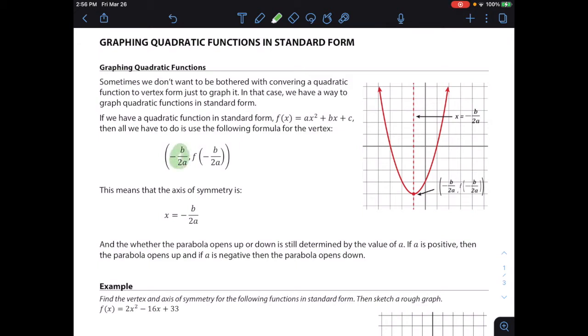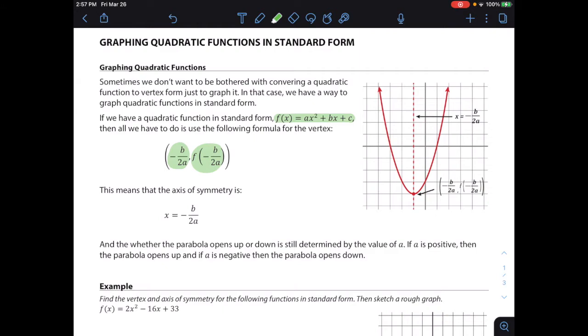And the formula is right here. We're just going to think about negative b over 2a. When we have our function in standard form, the a and b are just the coefficients on the x squared and the x term. So negative b over 2a is our x value, and then to find our y value, we take that x value and plug it into our function, or evaluate our function at that x value, to find the y value of our vertex, and that's represented right here.